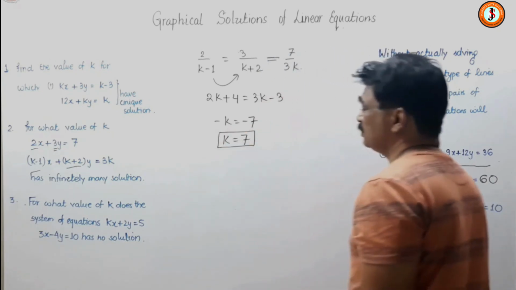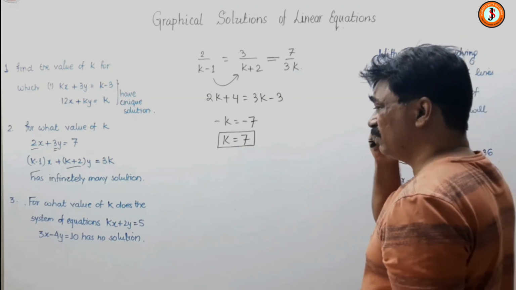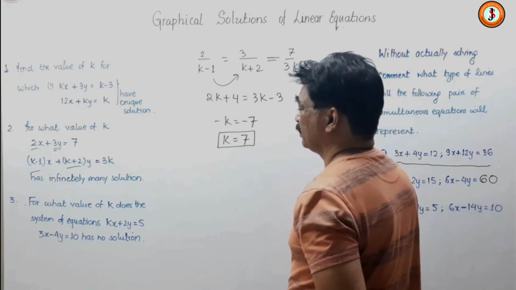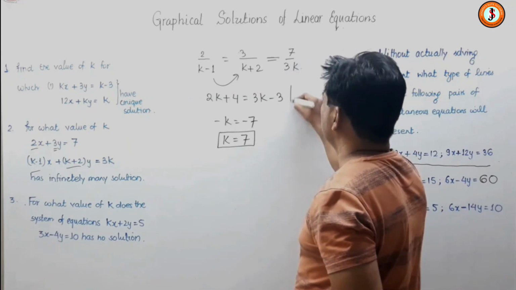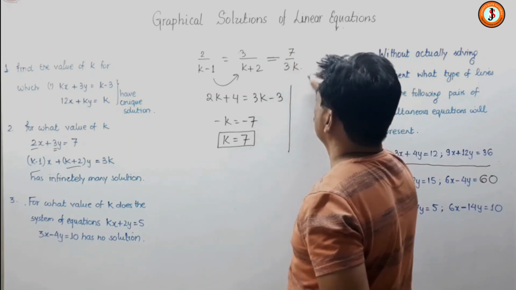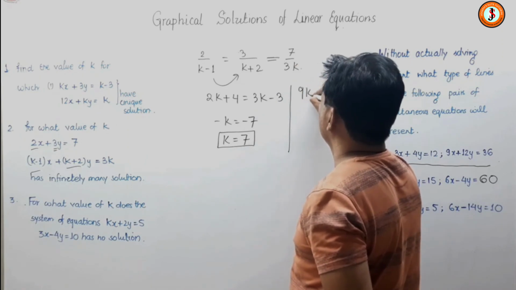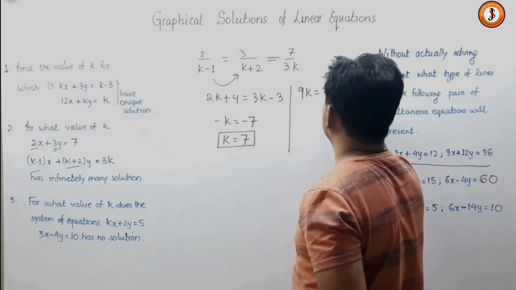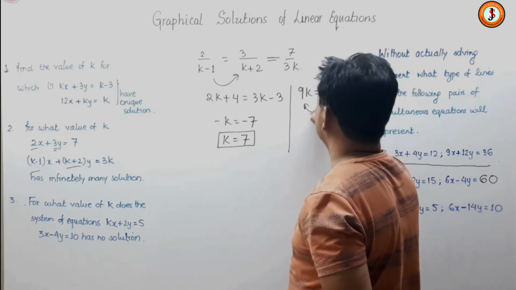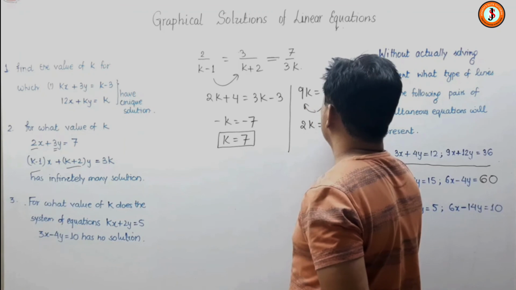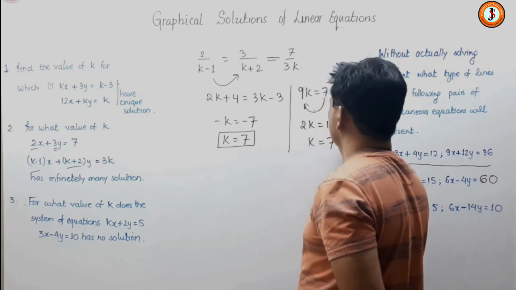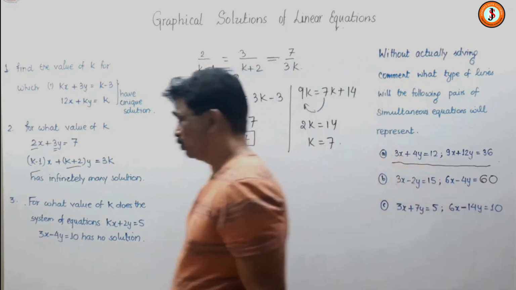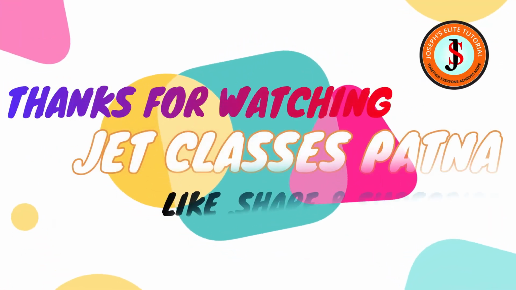Alright, if k is equal to 7, then we will be able to get it. And secondly, let us try these two also. 3 3s are 9k is equal to 7k plus 7 2s are 14. So this goes this side, 2k is equal to 14. So k is equal to 7. So if k is equal to 7, then this means we will have infinitely many solutions.